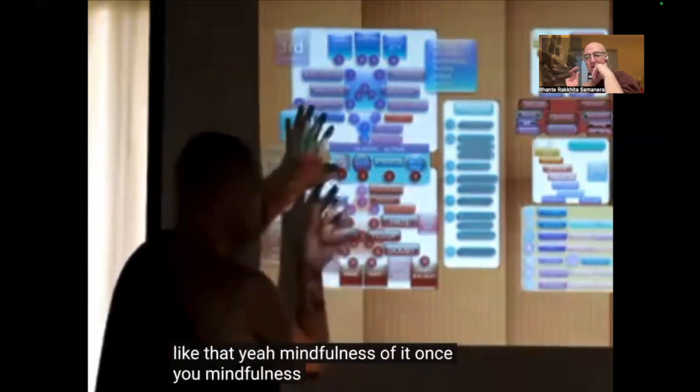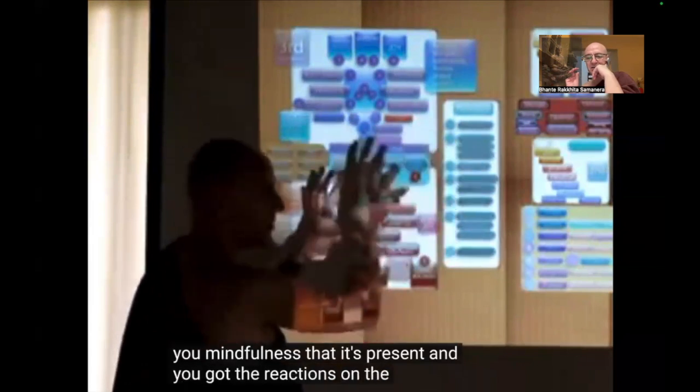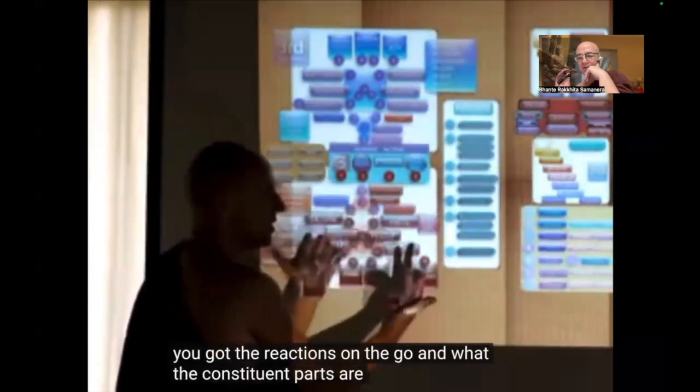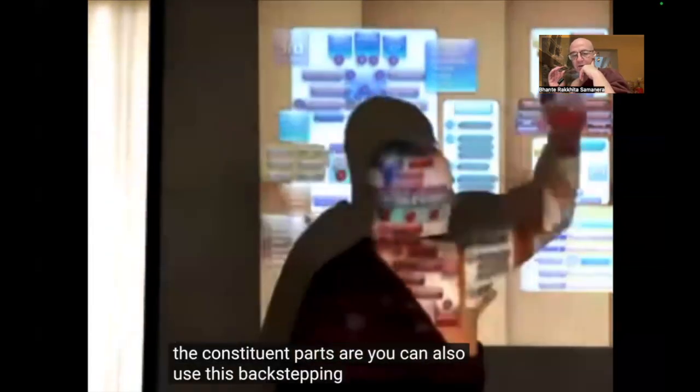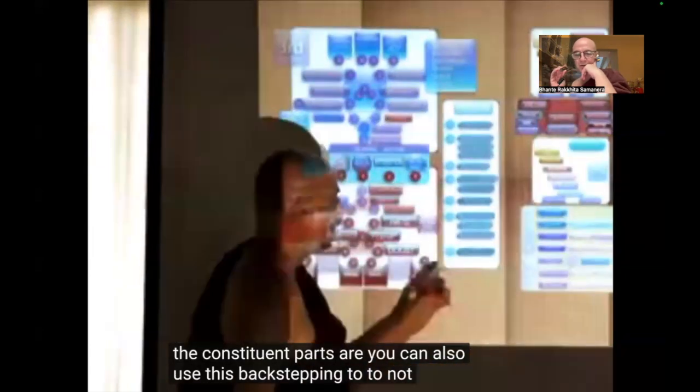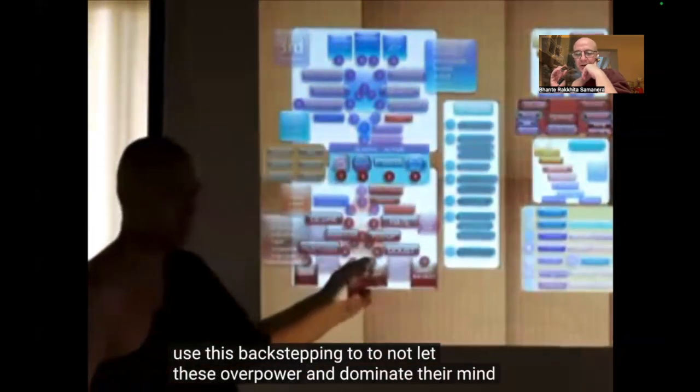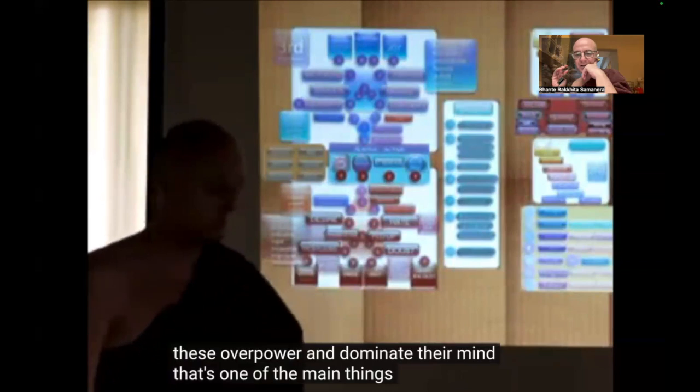Yeah, mindfulness of it. Once you're mindful that it's present and you've got the reactions on the go and what the constituents are, you can also use this backstepping to not let these overpower and dominate the mind. That's one of the main things.